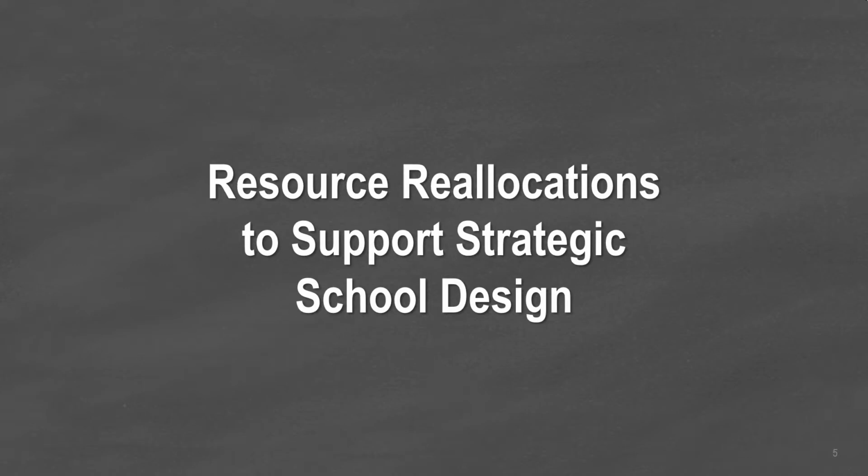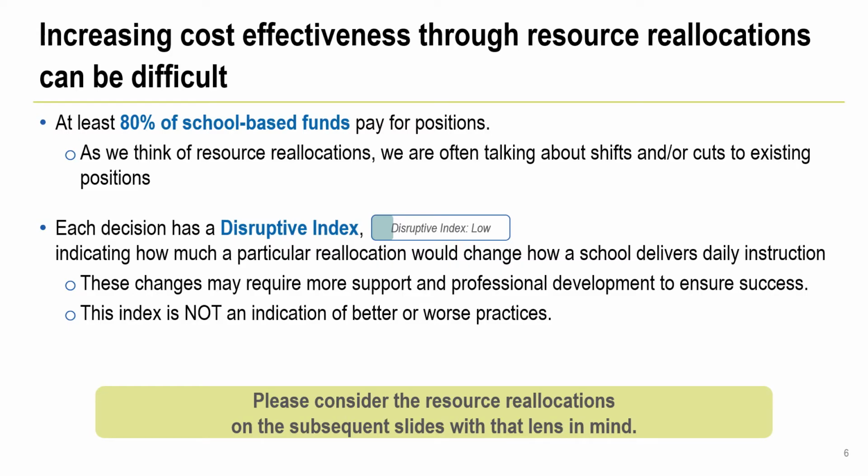In this section, we'll identify the most common types of resource allocations that drive school design changes, and we'll discuss how these changes may cause varying degrees of disruption from traditional instruction. As we like to say at ERS, you can do anything, but you can't do everything. It's all about the choices and trade-offs schools make. But we know that resource reallocation decisions can be difficult. At least 80% of school-based funds pay for positions. As we think of resource reallocations, we're often talking about shifts and/or cuts to existing positions.